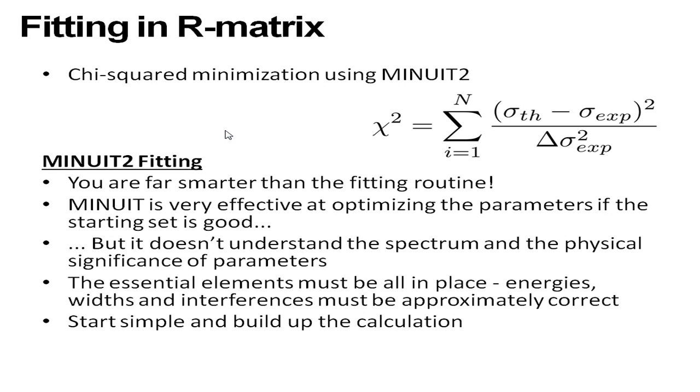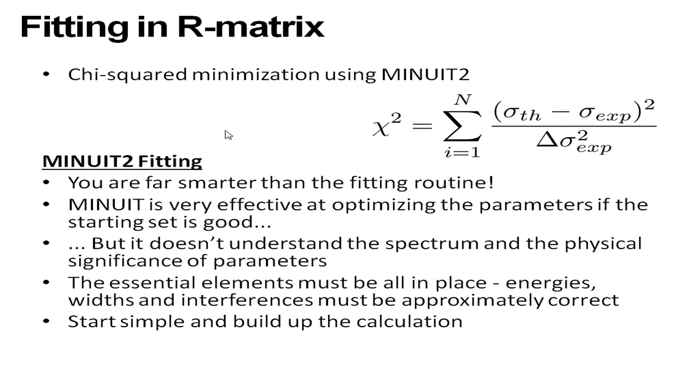So you really need to have the essential elements of the fit in place before you bother to start running Minuit. You need the spins and parities established, and the energies and the rough widths, and ideally the interferences. It's not such a big issue in elastic scattering, but in reaction channels, you need to understand where the interferences between different resonances are coming in. And at that point, you can say, well, Minuit can fit it. So you should start simple and gradually build up the calculation until you fit.